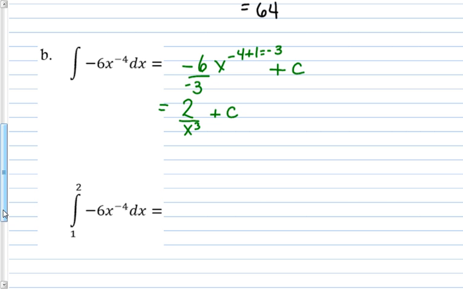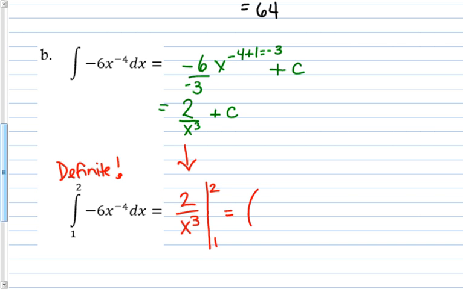Now, for the definite, remember this is definite, because I will definitely know what the answer is. It's the same thing. It's 2 over x cubed. I'm not going to write the plus c, but I am going to write my limits. You have to do that, because that tells me that I have to plug in that 1 and that 2. So it's going to be 2 over 2 cubed minus 2 over 1 to the 3 power.